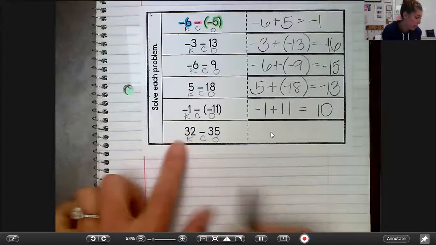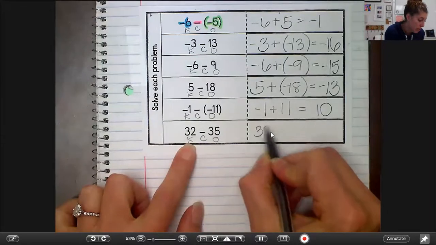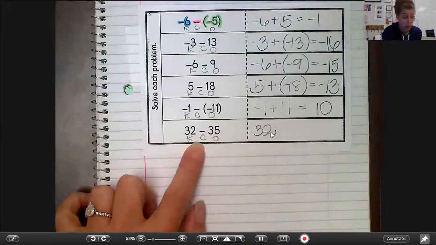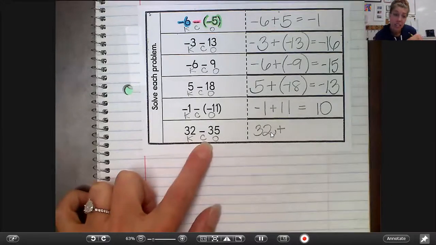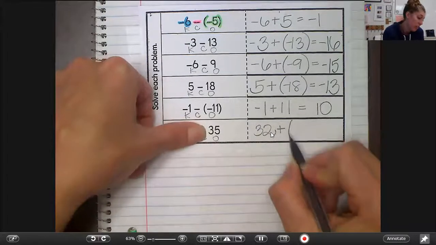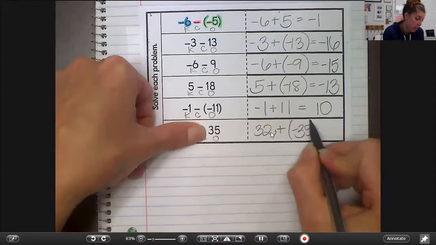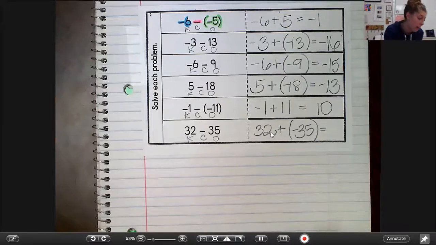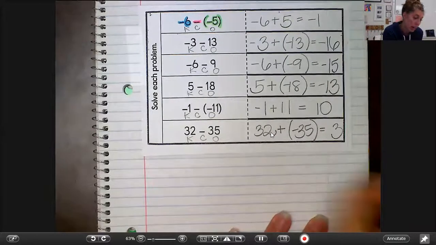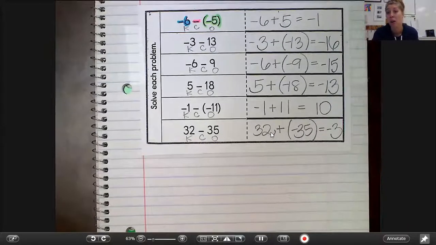All right, last one. We're gonna keep the 32. We're gonna subtract or change our sign to plus, and then take the opposite of 35, which is -35. Again, different signs, I subtract their values, and I keep the sign of the one there are more of, okay?